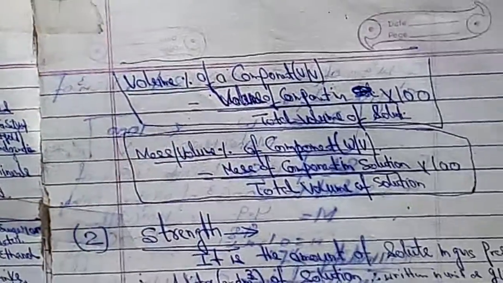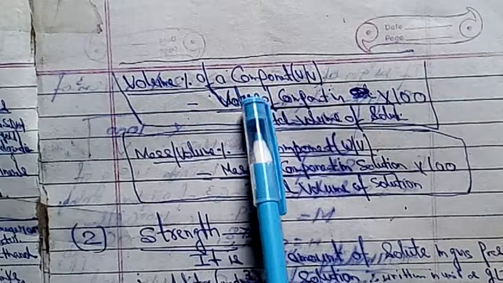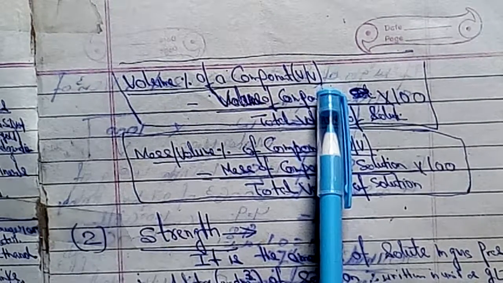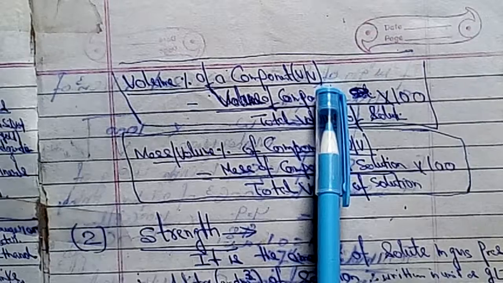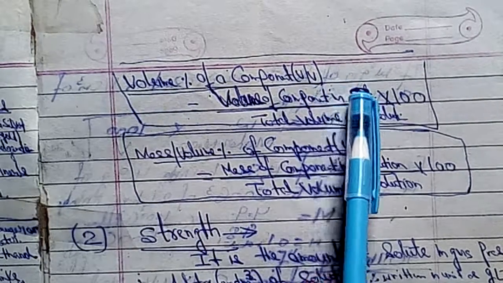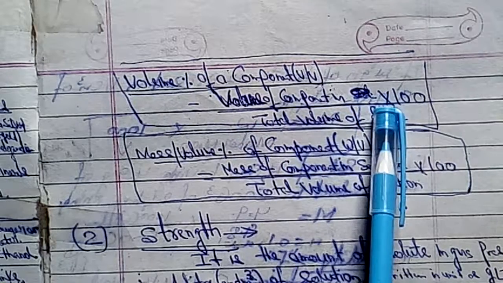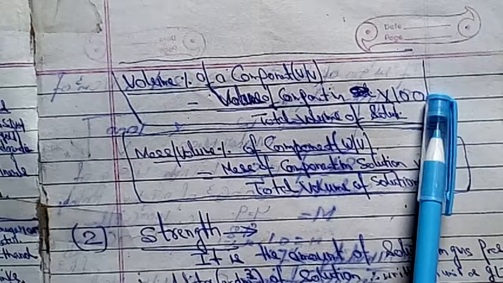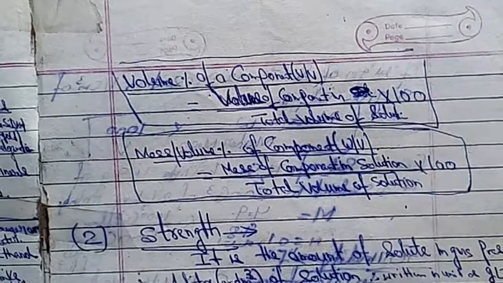Next one is the volume percentage of a component. In terms of volume, ml or cubic centimeter, if the volume is given, then we can use this formula, volume percentage of component, V by V. So volume of component in solution divided by total volume of solution into 100. That will be the formula in terms of volume.